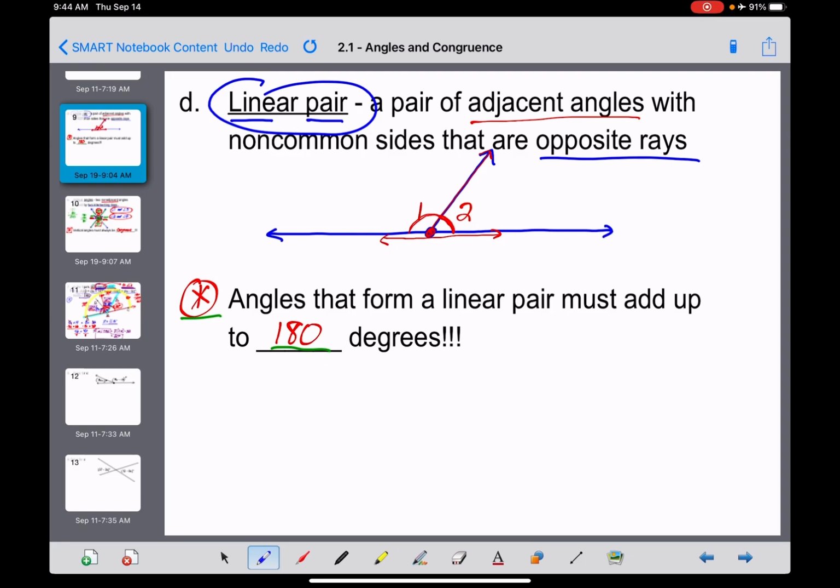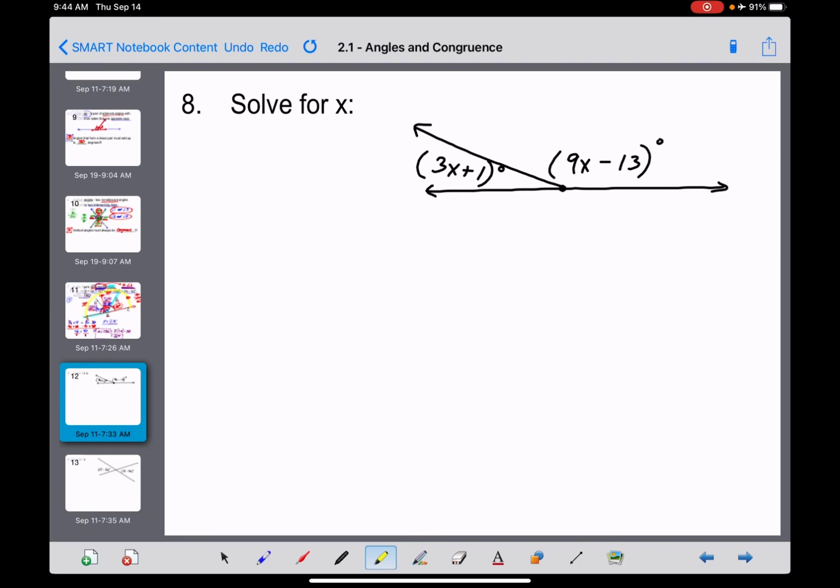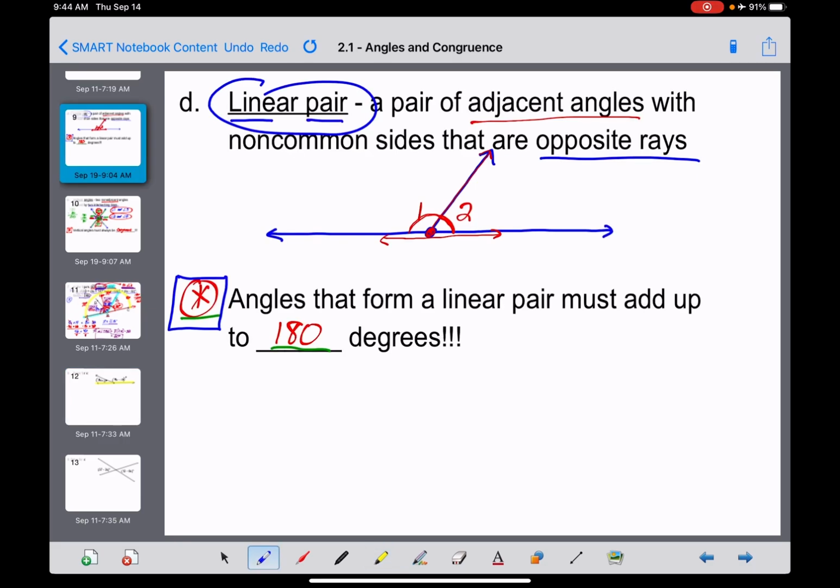Two angles that are adjacent and basically makes a straight line on the bottom. And then this concept right here is probably what I need to solve this problem. Angles that form a linear pair must add up to 180 degrees. Well, sure enough, right here, guys, we have a straight line down here on the bottom, which means these two angles form a linear pair. And back to it one more time, angles that form a linear pair must add up to 180 degrees.